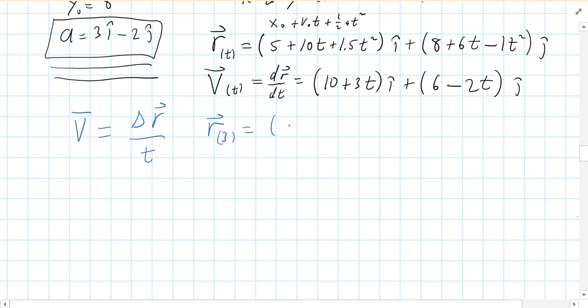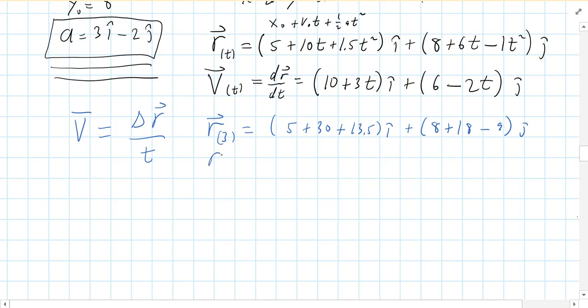If I plug in a 3 here, we get 5 plus 10 times 3 is 30, plus 9 times 1.5 is 13.5. That's i hat. And then in the j hat, we have 8 plus 3 times 6 is 18, minus 3 squared is 9, j hat.